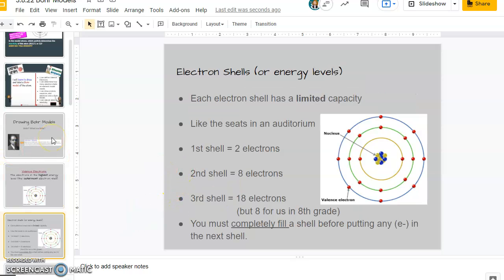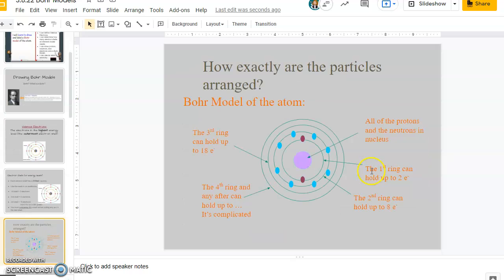Each shell has a limited capacity, like seats in an auditorium. The first shell has 2, so that's this yellow ring. The second shell has 8, and the blue shell has 18. But right now, because we're in 8th grade, we're going to say it has 8. So we're going to drop the 18. You must completely fill a shell, so you can't seat hop. You've got to fill the shells before you move on.